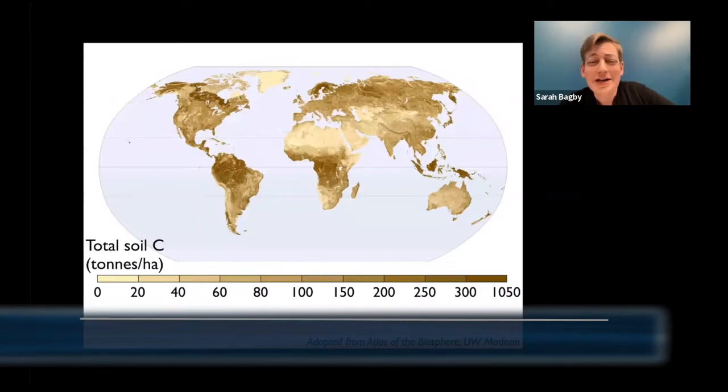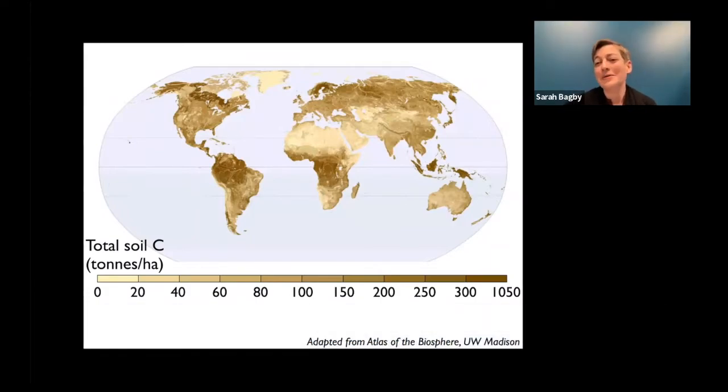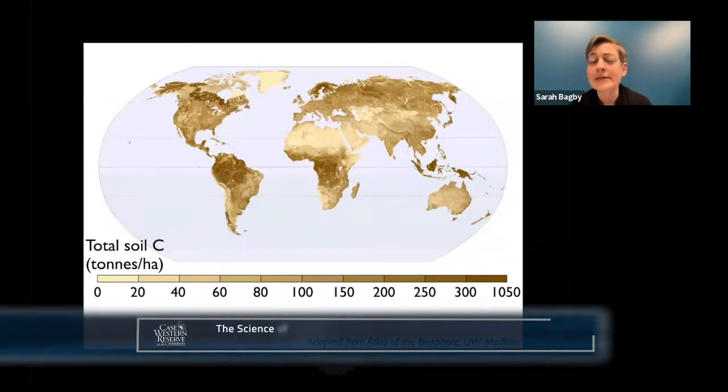I promised you a talk about microbes and climate change, and I've been talking about microbes, so I think it is time for us to get to the other part. I'm showing you here a map of the total soil carbon storage in the world. In this map, brown, more intense brown, is more soil carbon stored per unit area, and less intense is less.